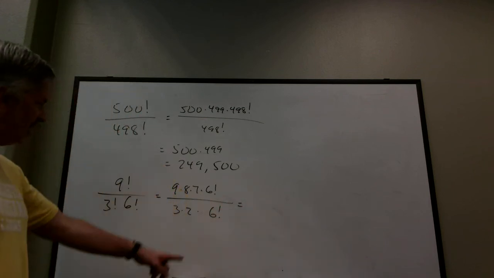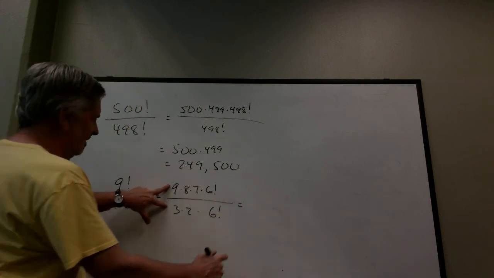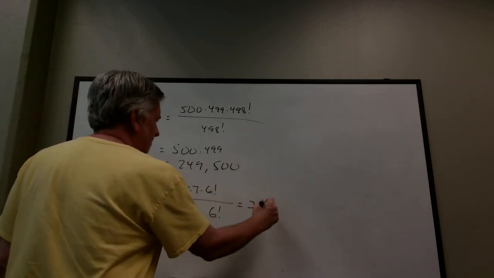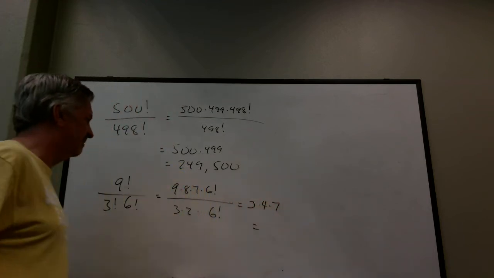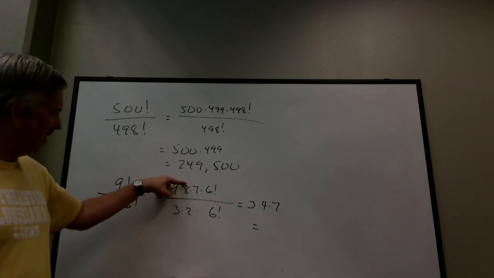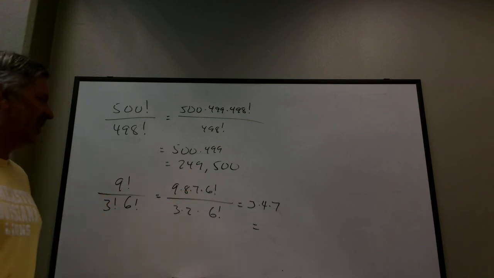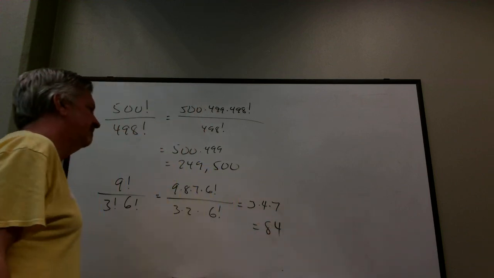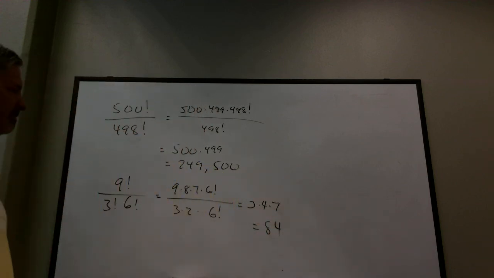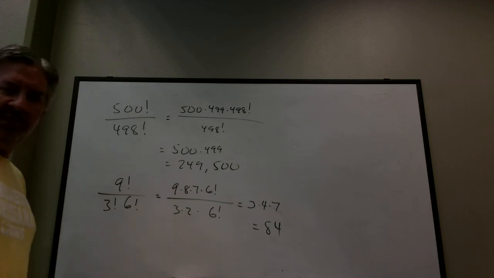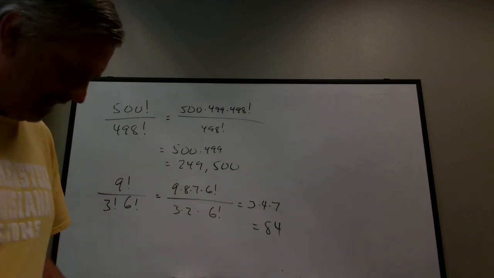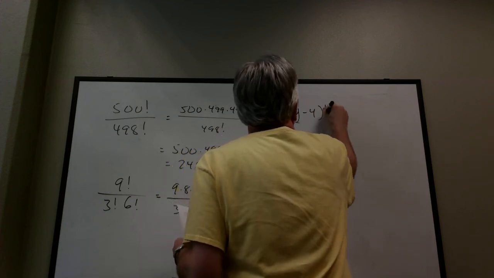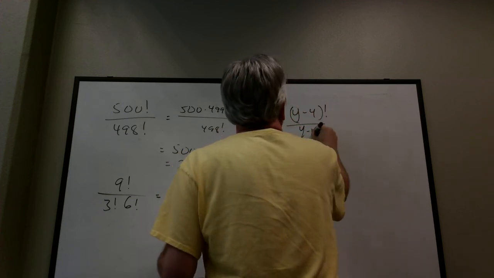So you can do some canceling. The 6 factorials cancel. 3 goes into 9 3 times. 2 goes into 8 4 times, and I still have a 7 in the numerator. So 3 into 9 is 3, 2 into 8 is 4, I still have a 7, those cancel. And 12 times a 7 is what, 84? So not too hard. And then this part C says y minus 4 factorial over y minus 2 factorial.